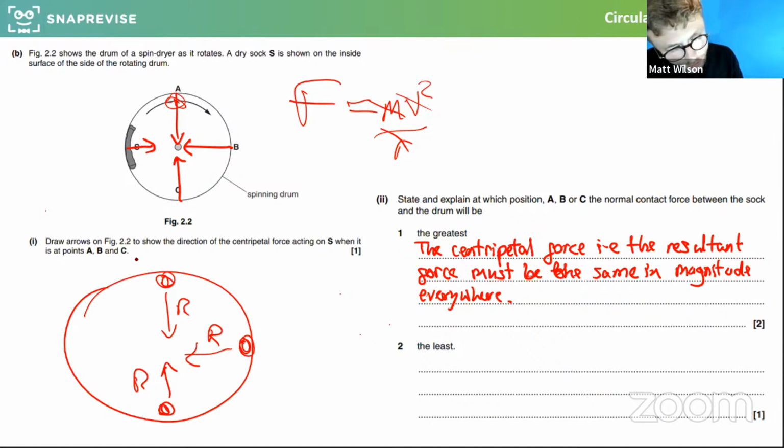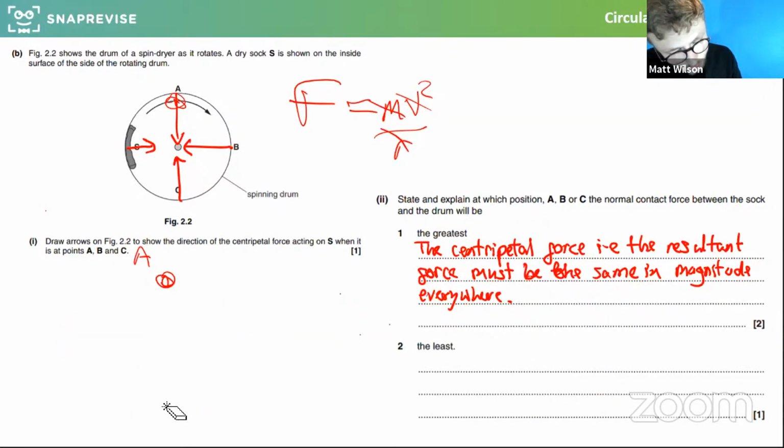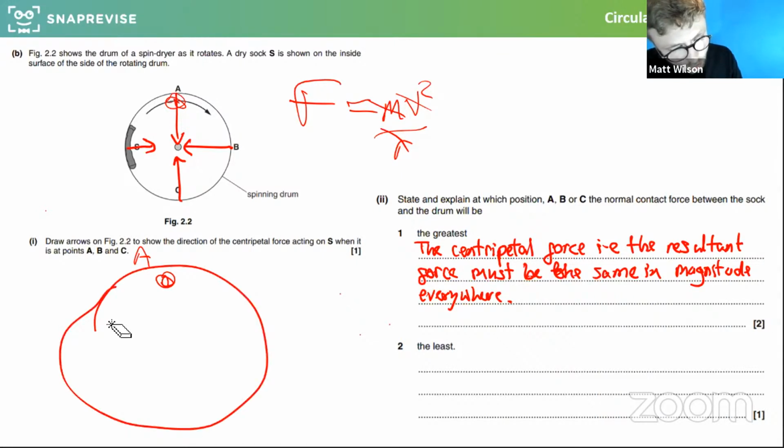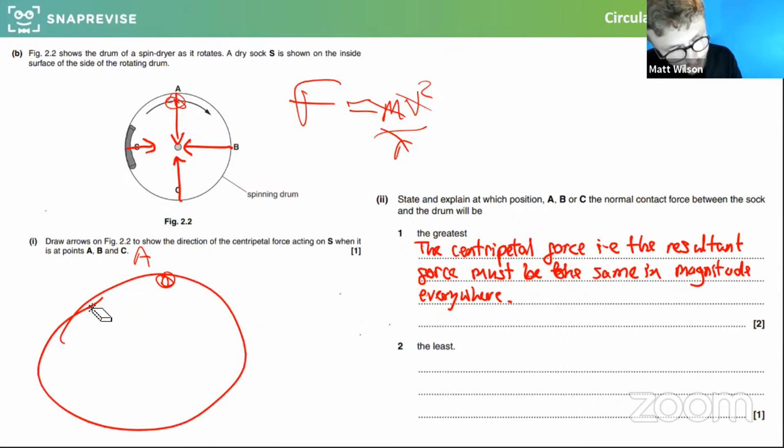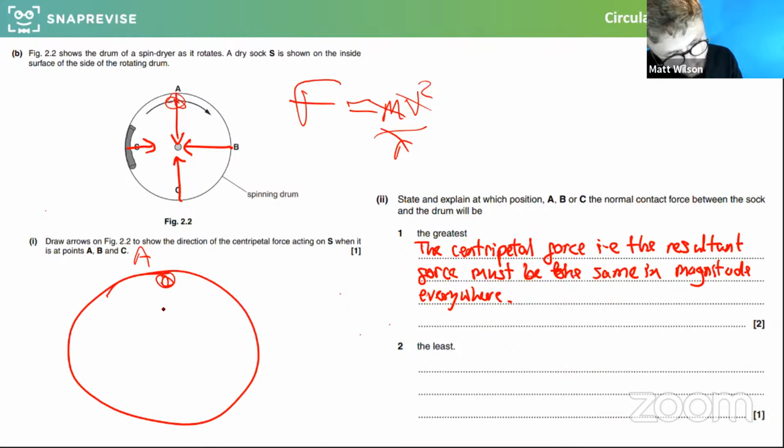So let's look at situation A. In situation A, we know that the force has to be of size, let me draw a better circle, of size m v squared over r, pointing downwards. Now we have to ask, how can I make this force? What's actually causing it? Well, there's a force of gravity.